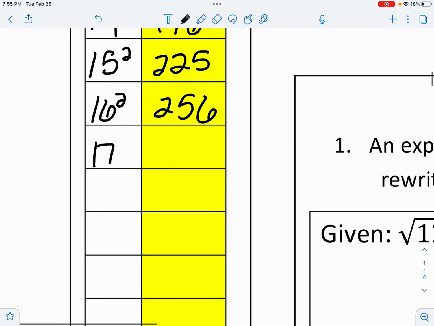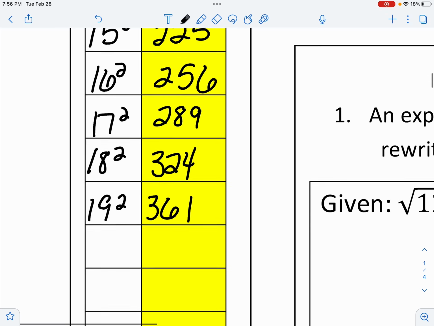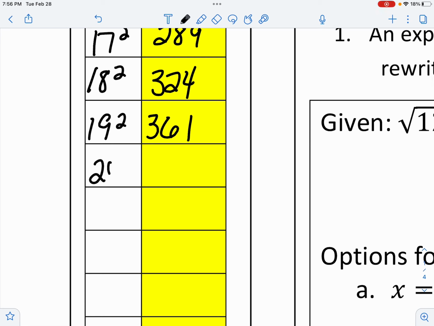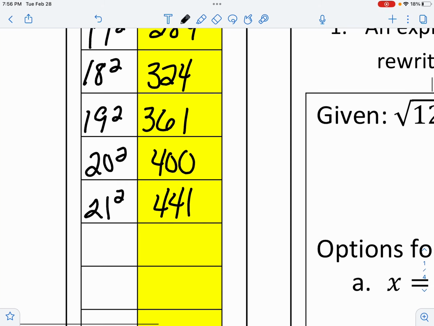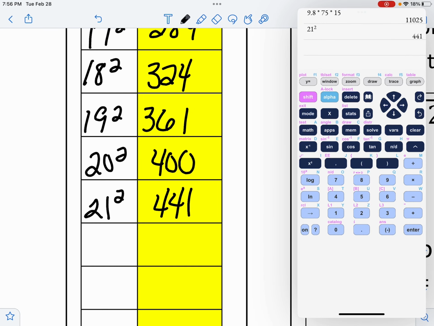Again, please feel free to pause the video. 17 squared is 289. 18 squared is 324. 19 squared is 361. We're beginning to get to the end of my knowledge. 20 squared is 400. I'm going to get my calculator soon. 21 squared is, I think it's 441, but at this point it's a good idea for me to grab my calculator just to verify. There we go. All right, 22 squared is 484.